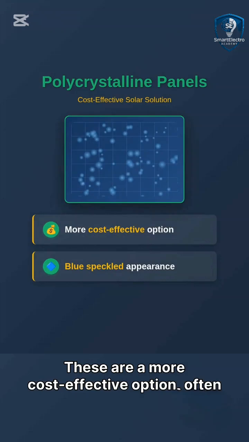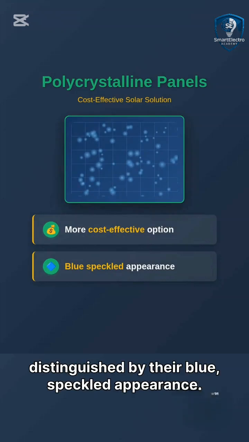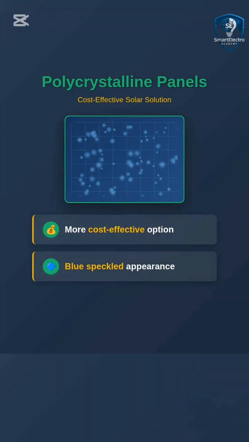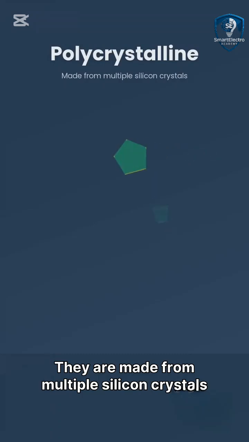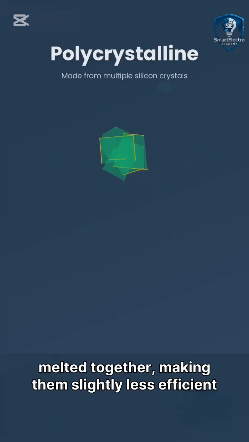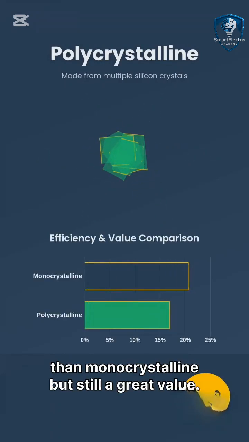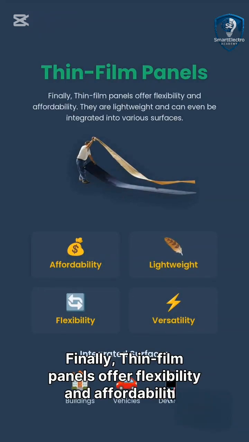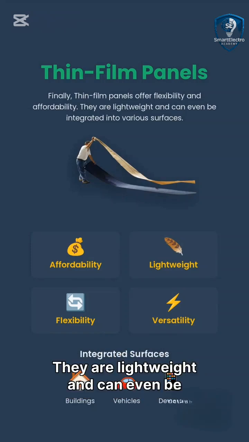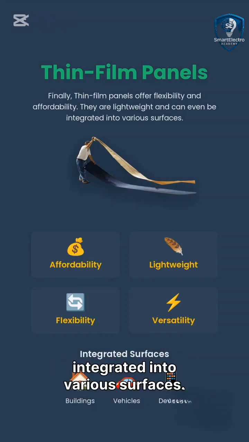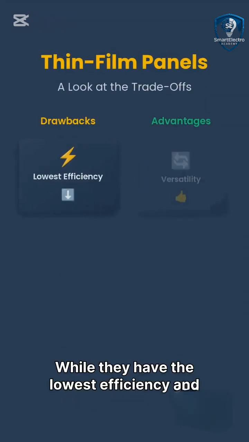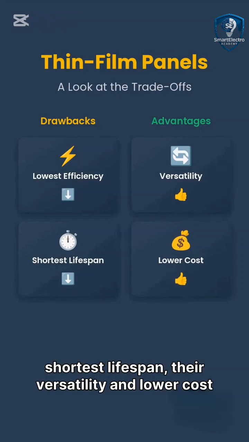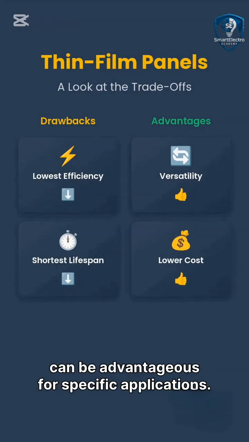These are a more cost-effective option, often distinguished by their blue, speckled appearance. They are made from multiple silicon crystals melted together, making them slightly less efficient than monocrystalline, but still a great value. Finally, thin film panels offer flexibility and affordability. They are lightweight and can even be integrated into various surfaces. While they have the lowest efficiency and shortest lifespan, their versatility and lower cost can be advantageous for specific applications.